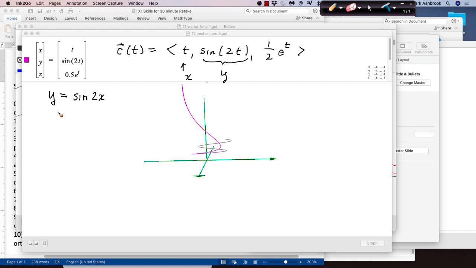But then how does this graph? If I've got an equation with y and x in it, how will that graph in space? Does anybody remember? If z is missing, what do we call this? What kind of thing is this?